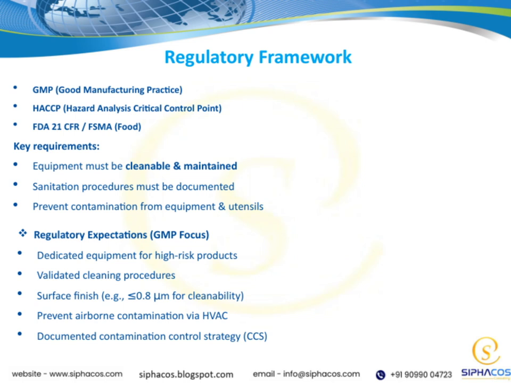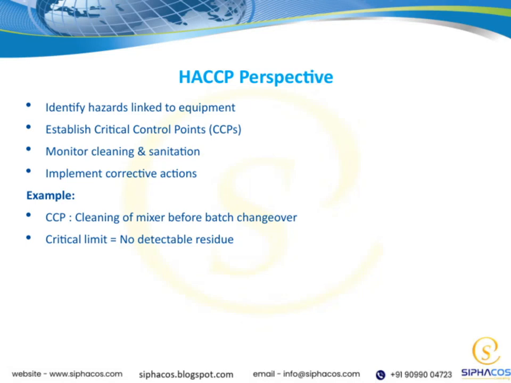Let's take a look at the HACCP perspective on equipment-related hazards. First, it's crucial to identify any hazards that could be linked directly to the equipment we use. This might include residues, biofilms, or other contaminants that could compromise food safety.